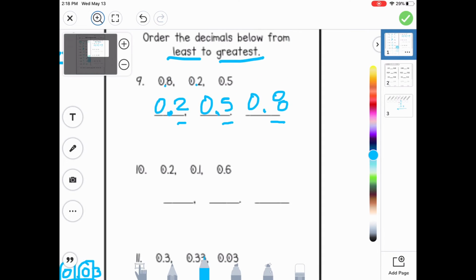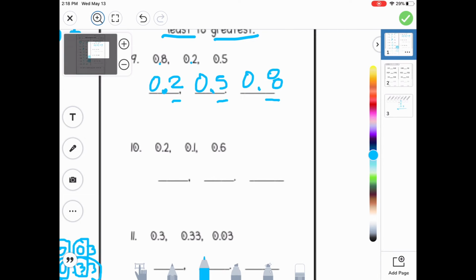All right, question number 10. Now we're ordering from least to greatest. So I'm going to have 1 tenth, and then 2 tenths, and then 6 tenths.